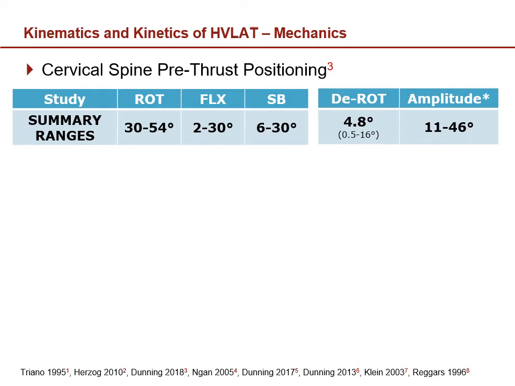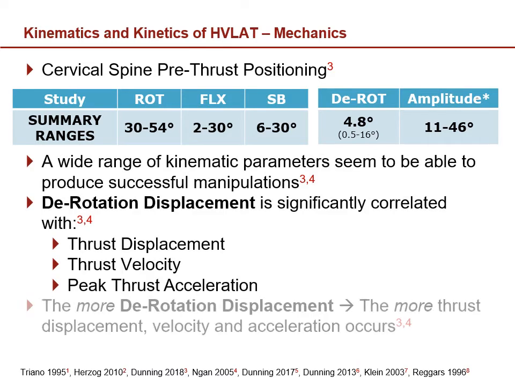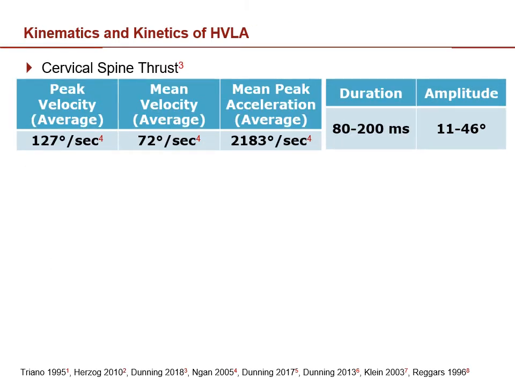So derotation displacement is significantly correlated with the following: thrust displacement, thrust velocity, and peak thrust acceleration. I.e., the more derotation displacement, the more thrust displacement, velocity, and acceleration will occur with the actual thrust itself. There's also a wide range of kinematic parameters that seem to be able to produce the same success with a manipulation, if success is determined by cavitation.